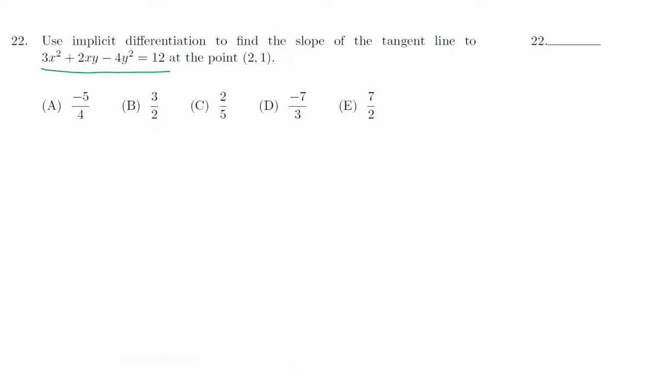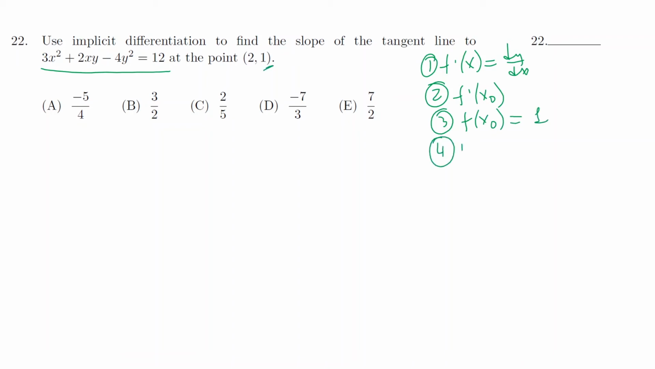For linearization, we covered this just now. We have to find f prime of x, which is the same thing as dy dx. We then have to find f prime of x0. We then have to find f of x0, which is already given to us. It is 1 right here. And then the final step is y minus f of x0 equals f prime of x0 times x minus x0.